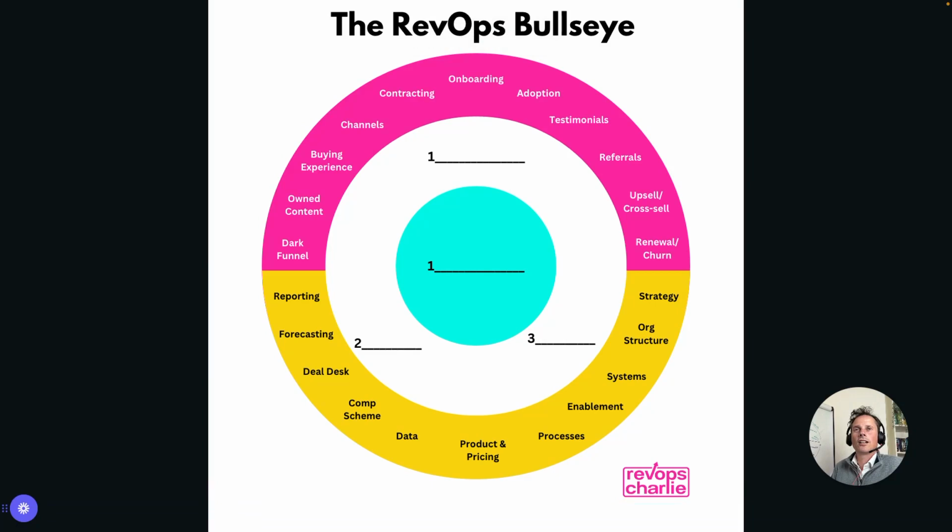And so good luck. I always remember the RevOps Bullseye as a great way of figuring out where to start on the Revenue Acceleration Flywheel.